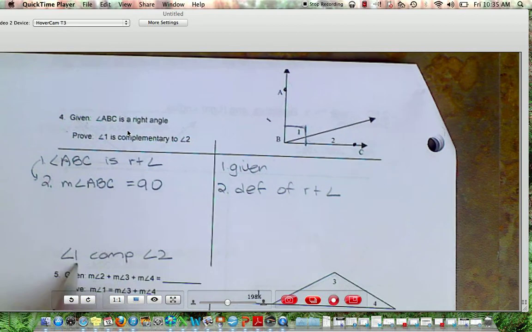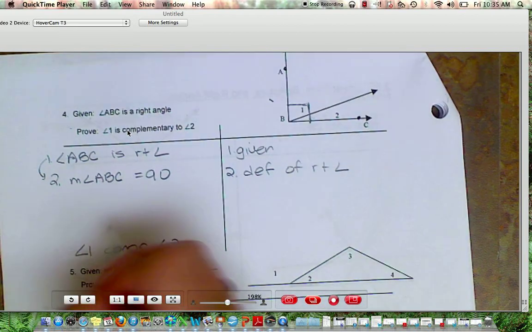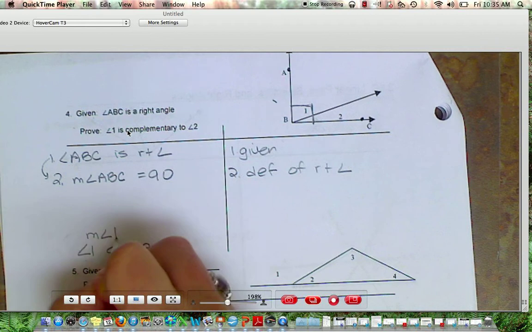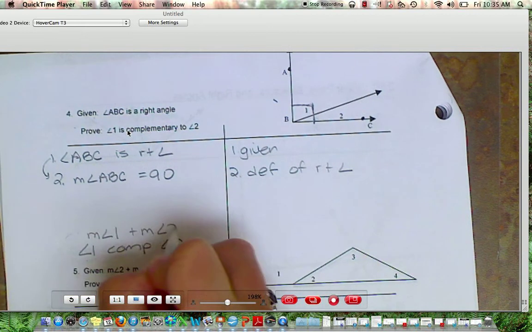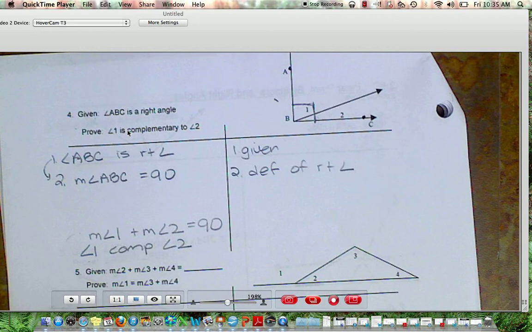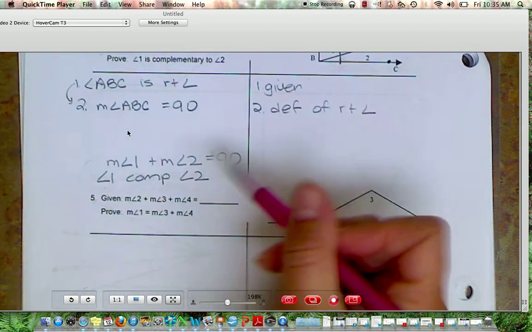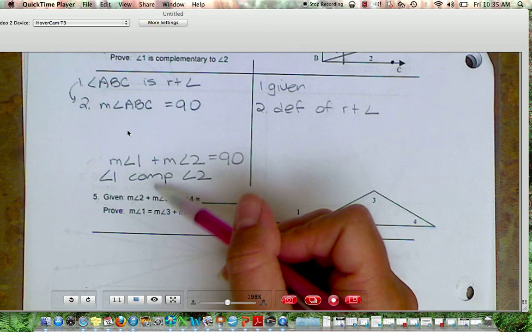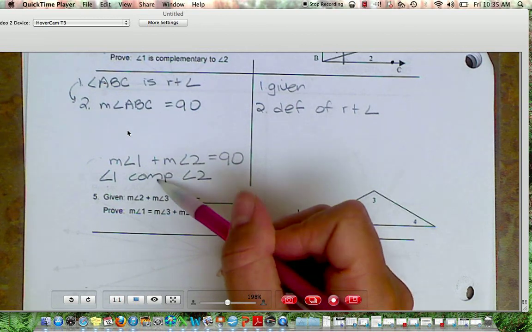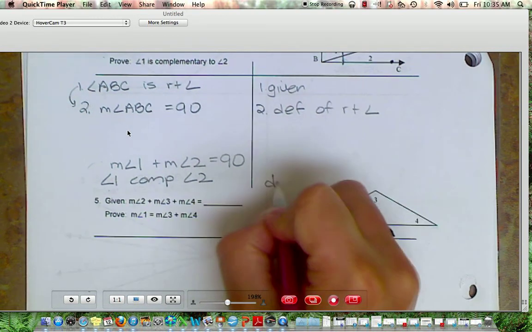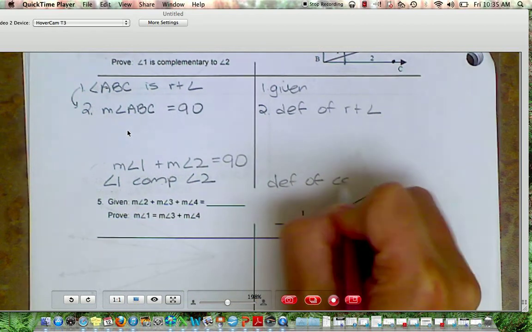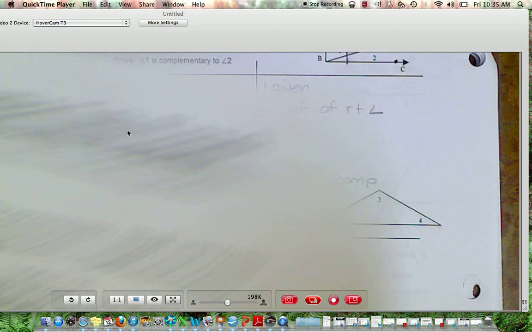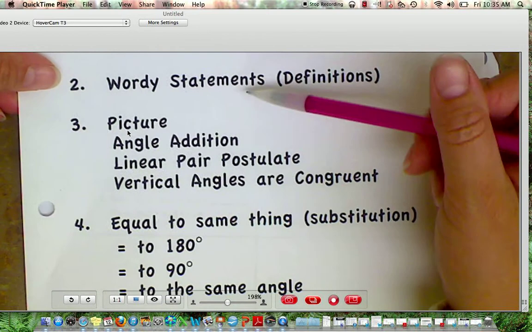All right. Working backwards from complementary, if angle 1 is complementary to angle 2, then we know the measure of angle 1 plus the measure of angle 2 equals 90 degrees. So this is the definition of complementary, but remember it goes at the end of the switchover, so it goes down here, definition of complementary. So we did the wordy statements. Wordy statements, check. We go to the picture.